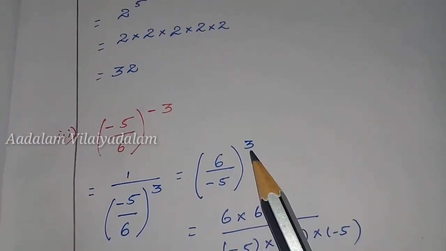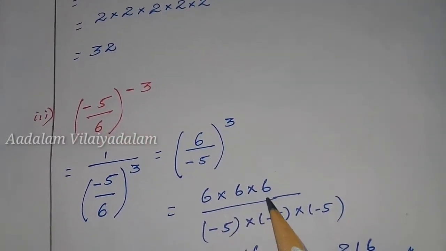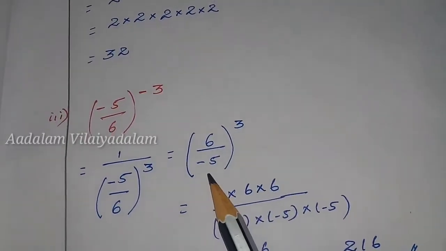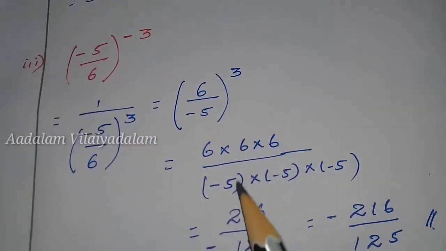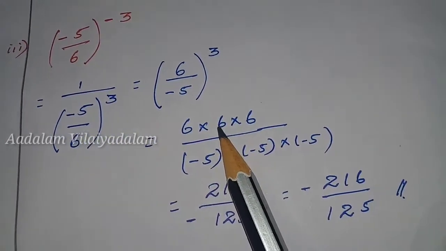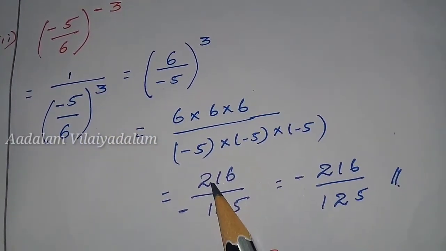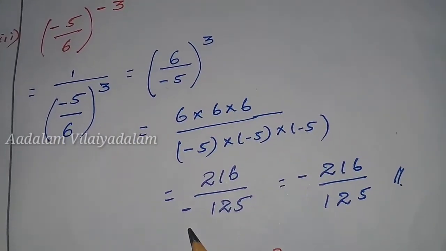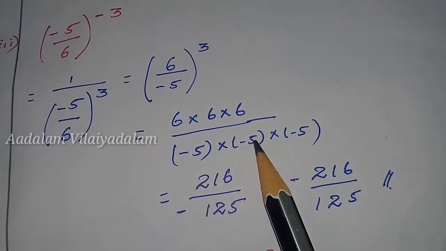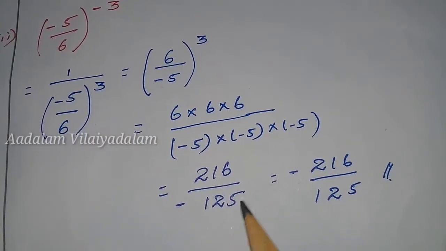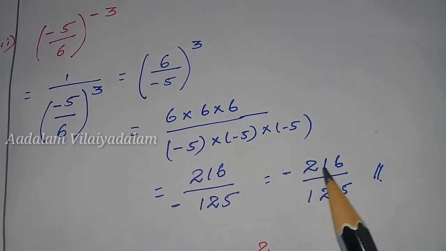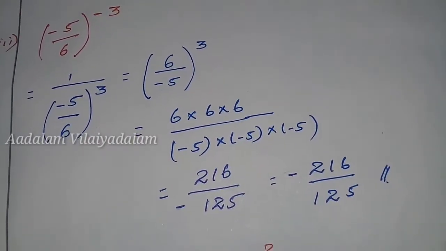6 power 3 we write as 6 into 6 into 6. Here also minus 5 power 3 means we write minus 5 three times. So 6 sixes are 36, 36 sixes are 216. Again minus into minus is plus, plus into minus is minus, 5 fives are 25, 25 fives are 125. So the answer, putting the minus sign in the middle, is minus 216 divided by 125.